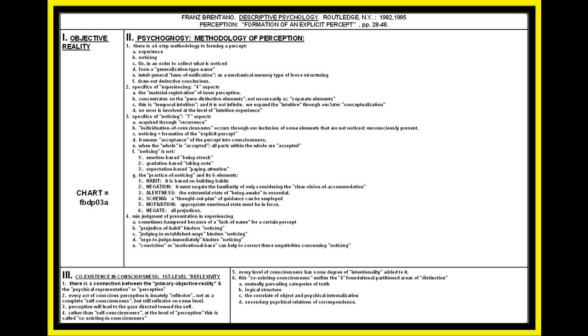We're going to look at the methodology of forming a percept according to Brentano for this portion of his descriptive psychology. It's a 6-step process. We begin with experience, and then noticing, and then collecting what is noticed into a general order, and then the formation of a generalization type name for the percept, and then a general unification of the percepts in a mechanical memory type of structuring.